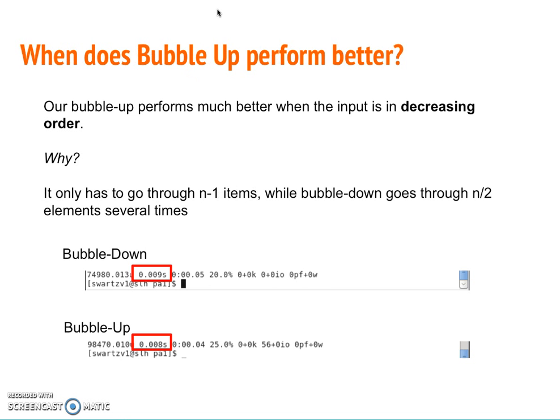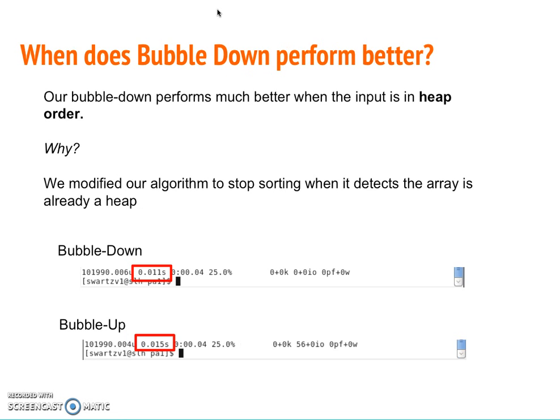Bubble up generally performs better when the input is in decreasing order because it only has to go through n-1 items, while bubble down goes through n/2 items several times. When the heap is already sorted, however, bubble down only has to compare n/2 items once because the program stops if there have not been any swaps made, while bubble up still goes through n-1 items.